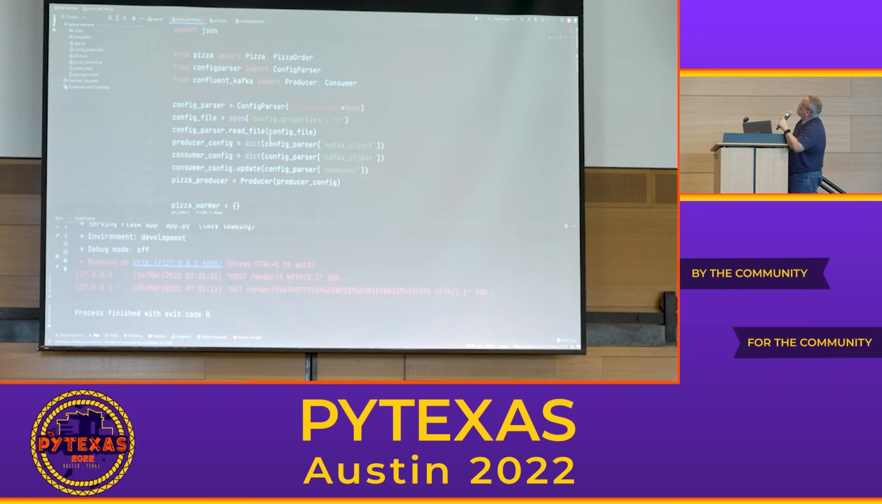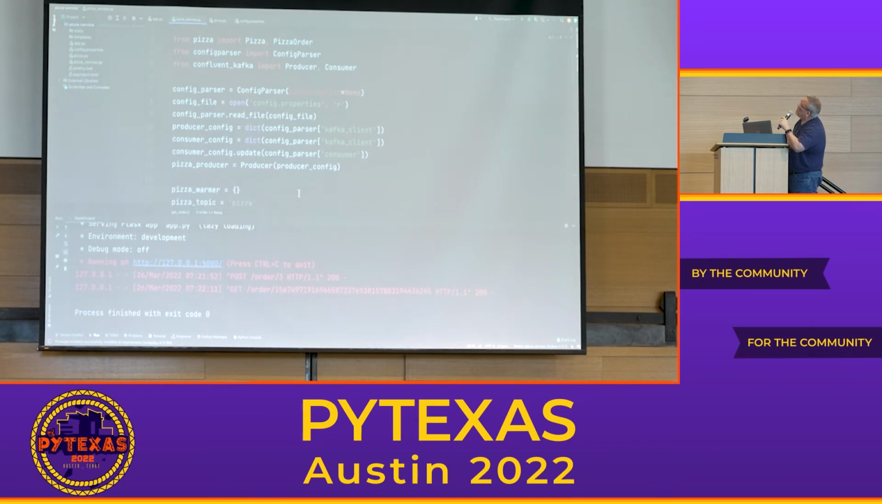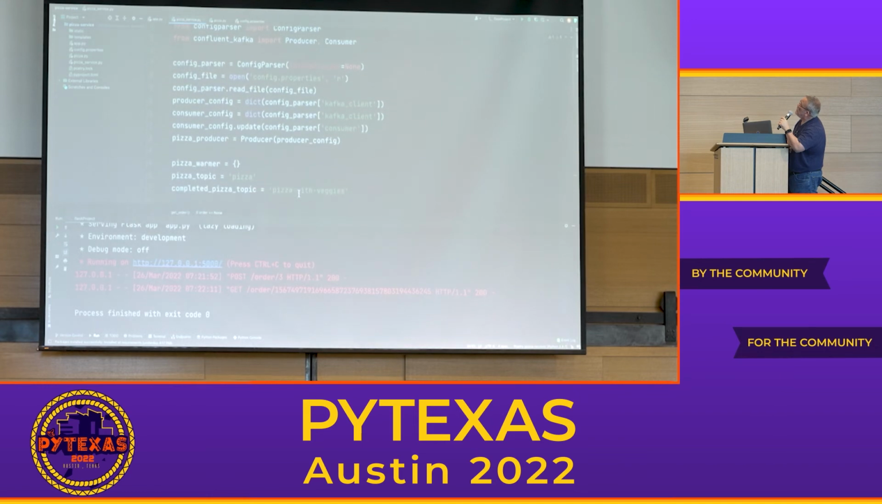And then we're going to create our producer here, just using the constructor and passing in that configuration file. And we're calling that our pizza producer. And then we've got a pizza warmer, which is a dictionary to hold our orders of pizzas while they're being cooked.